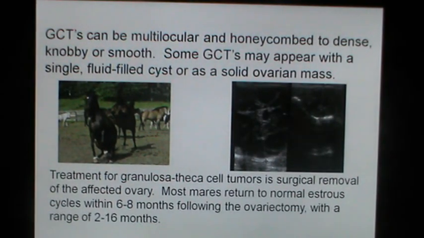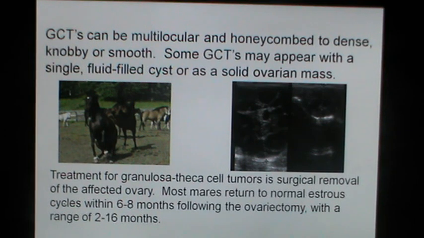GCTs can be multilocular and honeycomb to dense, knobby, or smooth. Some GCTs may appear with a single fluid-filled cyst or a solid ovarian mass. Here you can see the mare with abnormal behavior, and these are the ultrasound pictures showing honeycombing in an ultrasound scan. Treatment for granulosa theca cell tumors is surgical removal of the affected ovary. Most mares return to normal estrous cycles within 6 to 8 months following the ovariectomy, with a range of 2 to 16 months.